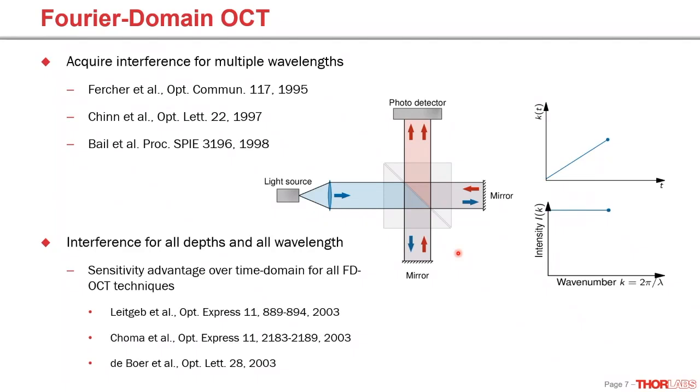Which brings me to Fourier-domain OCT, because this technology was invented only a few years after time-domain OCT for the first time, but it really took a few years to take off. And the idea is as follows. You have a light source, and let's consider this scenario where you have a Michelson interferometer with two mirrors in both arms. And both arms should have the same length in this case.